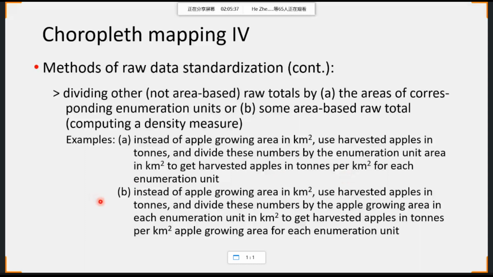Or B: instead of apple growing area in square kilometers, use harvested apples in tons and divide these numbers by the apple growing area in each enumeration unit in square kilometers to get harvested apples in tons per square kilometer apple growing area for each enumeration unit. So you see there are many ways to do it. Of course, the result is not the same, and you have to think about what it really is that you want to compare.